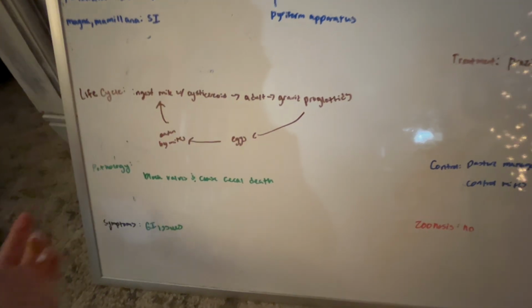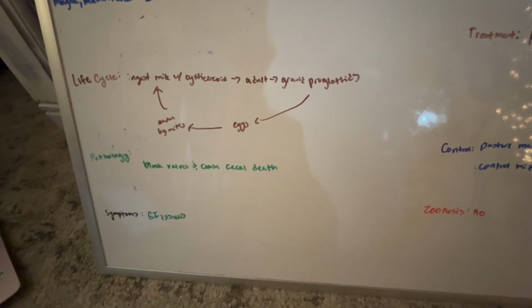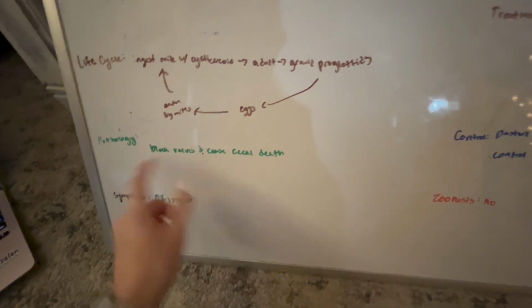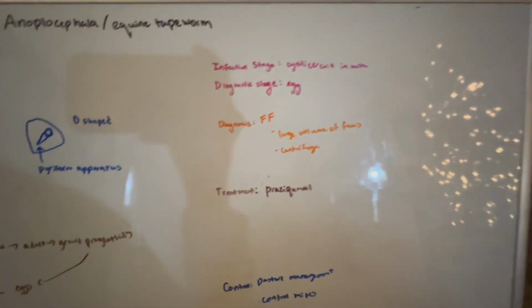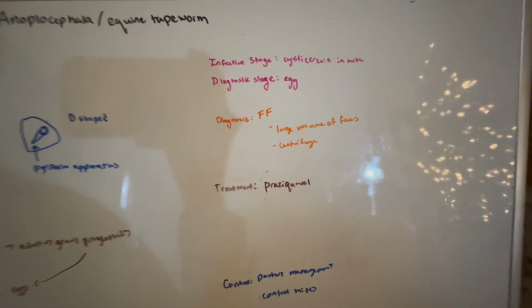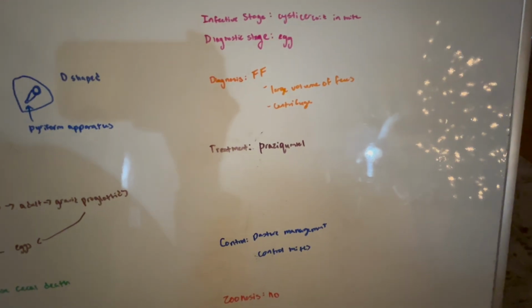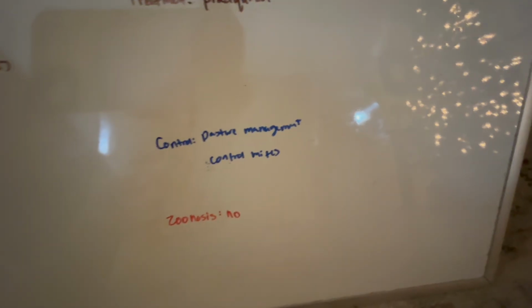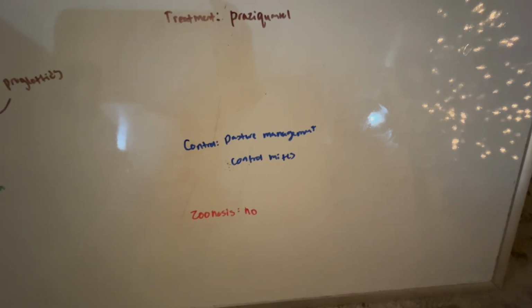Your perfoliata will block the valves at the ileocecal junction and cause cecal death, but all the species will just cause GI issues. The infective stage is that cysticercoid in the mite. Diagnostic stage will be that egg. To do a fecal float, though, you need a lot of feces, and you have to centrifuge it, and you got to use sugar. Treatment is going to be praziquantel. And to control it, you have to try to control the mites, which will be hard, and then pasture management, which is also hard.